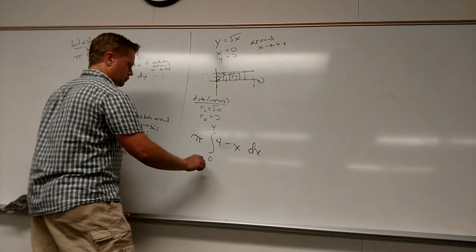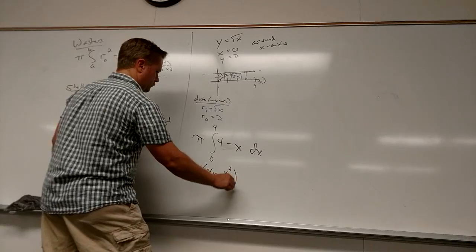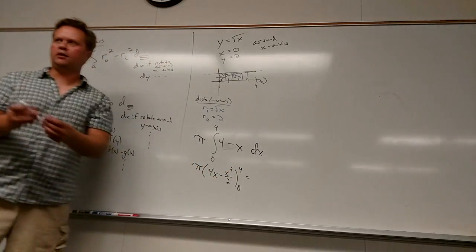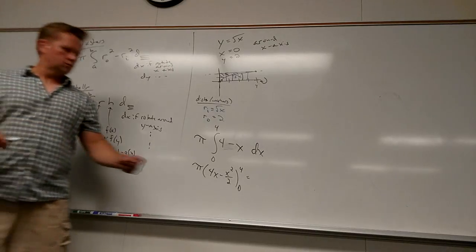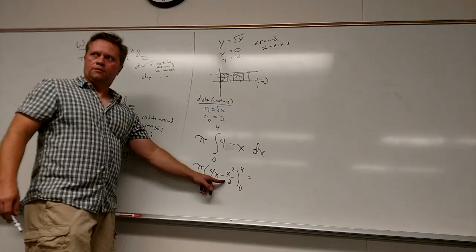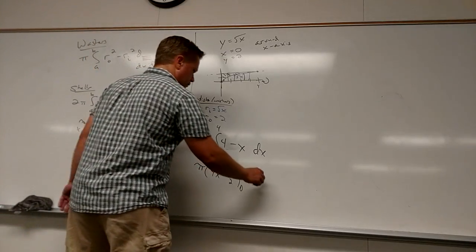This is too nice to believe, right? It's got so much going for it. It's got a 0 in the limit. It's got a polynomial in there. You're great. So you get 16 minus 8. With zeros next to it, you get 8 pi.